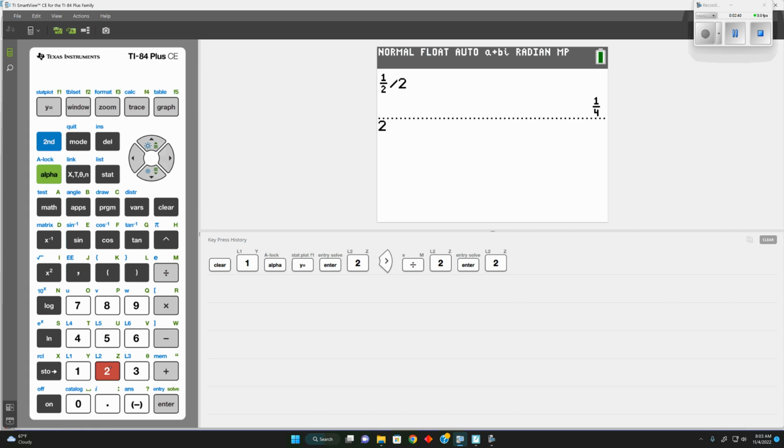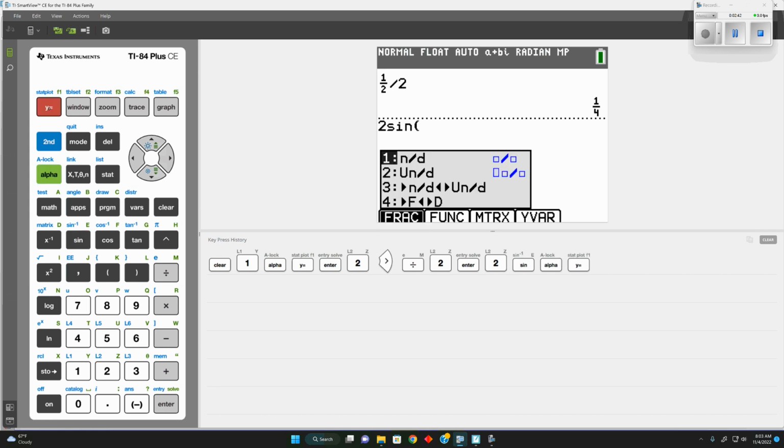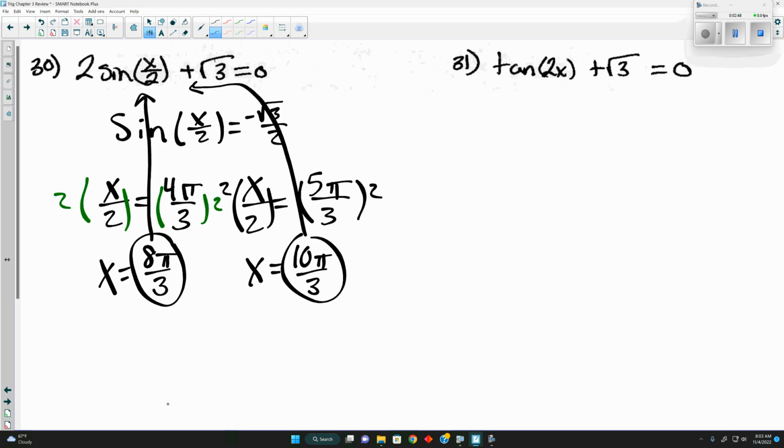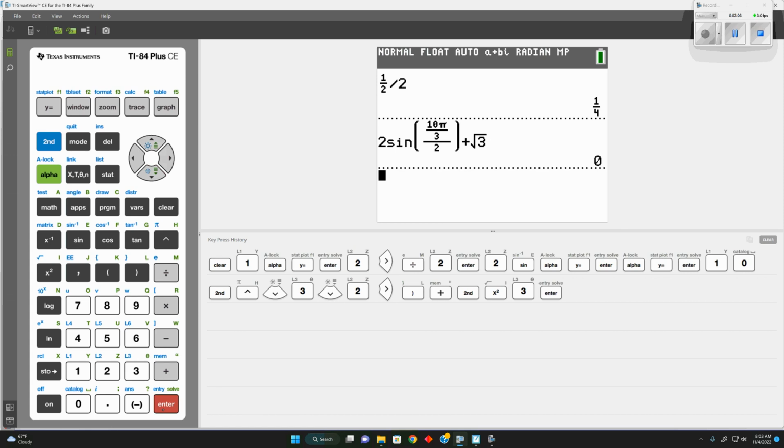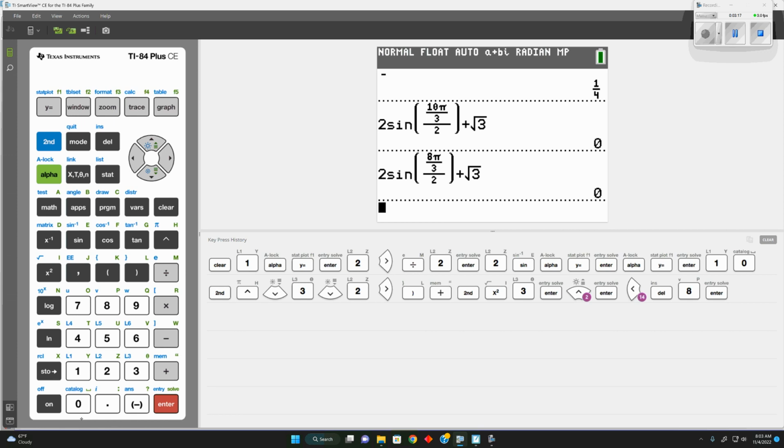Just making sure it's in radians, so 2 sine alpha y equals enter. One of our answers was 10 pi over 3, so I could say 10 pi over 3 all over 2 plus secant square root 3. We get 0. We could do the same thing, but replace the 10 with 8. Okay, those are the correct answers. Does that make sense? So you can plug them back in and check it.